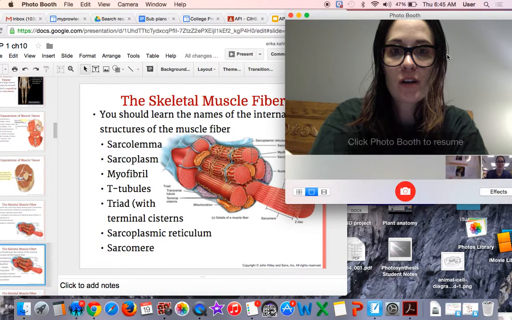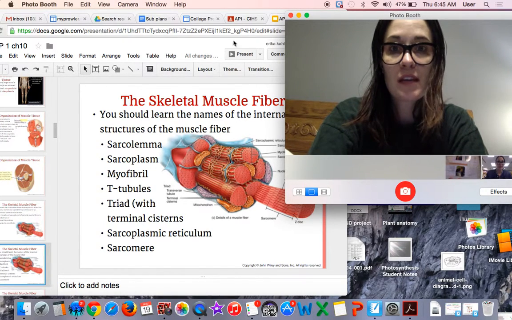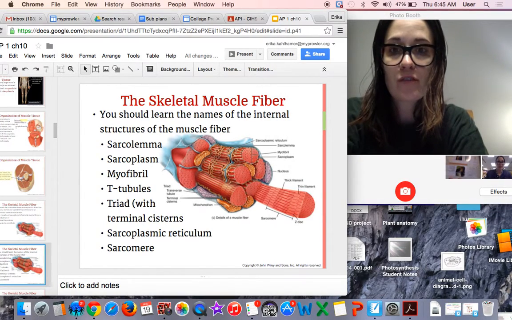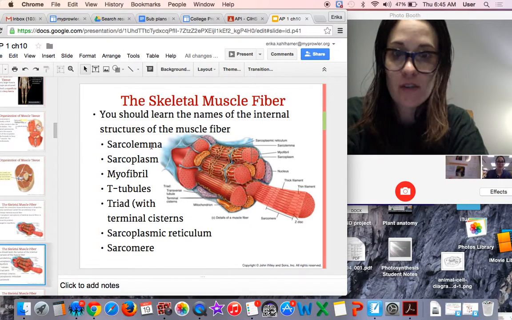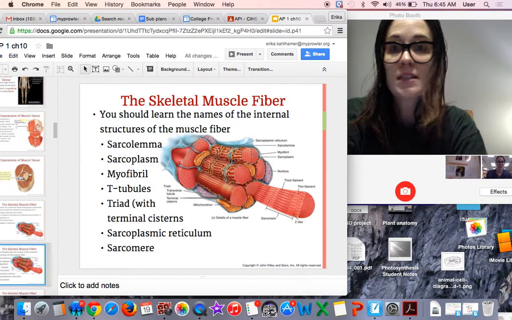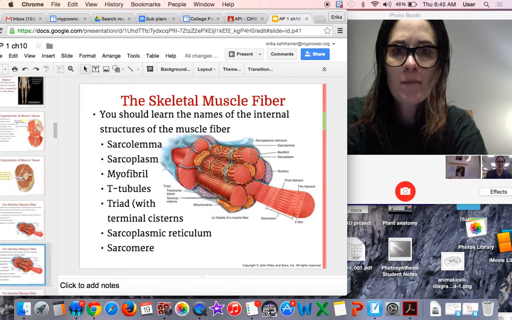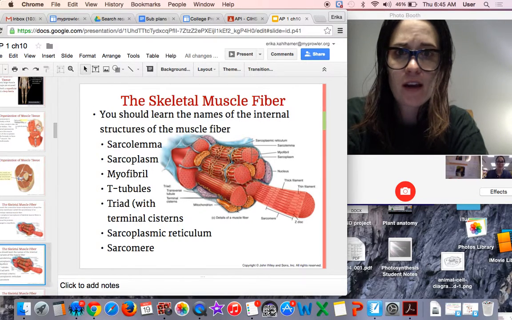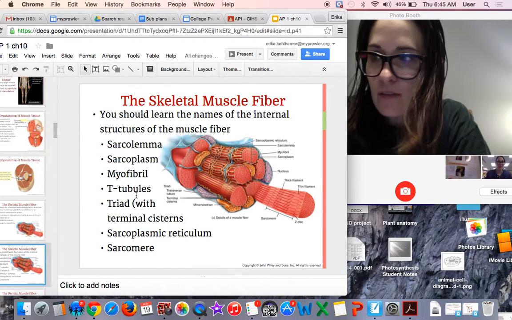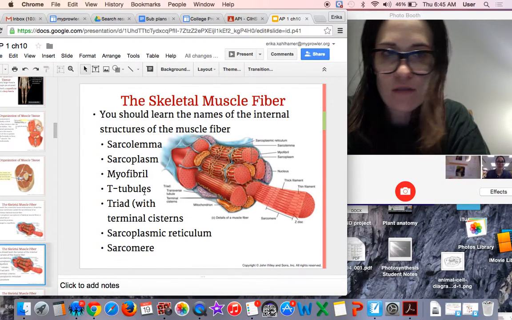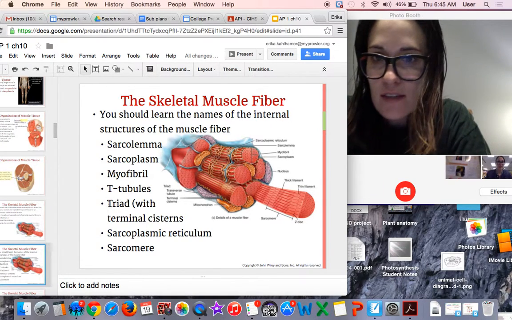All right. You need to know these names of the detailed picture of the muscle fiber. Okay, so we talked about the sarcolemma, cell membrane. Sarcoplasm is the cytoplasm. The myofibril is like one of these little chunks inside the muscle cell. Kind of looks like a hot dog. It also looks like something else that I'll talk about tomorrow when I'll bring an analogy in, or whatever day it is within the next few days.